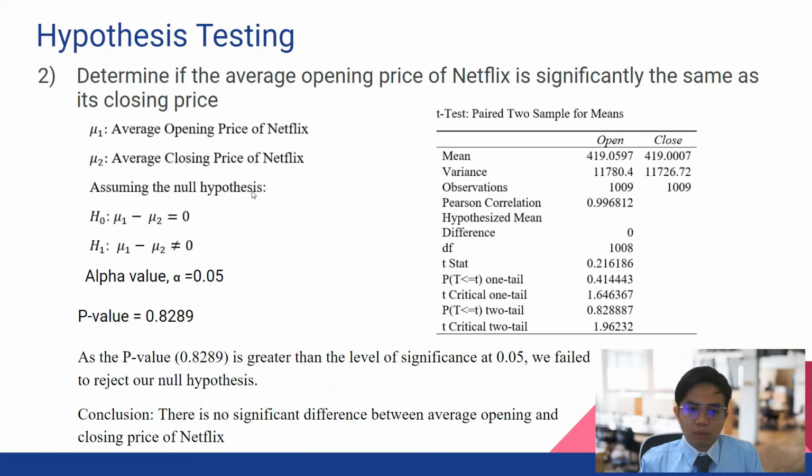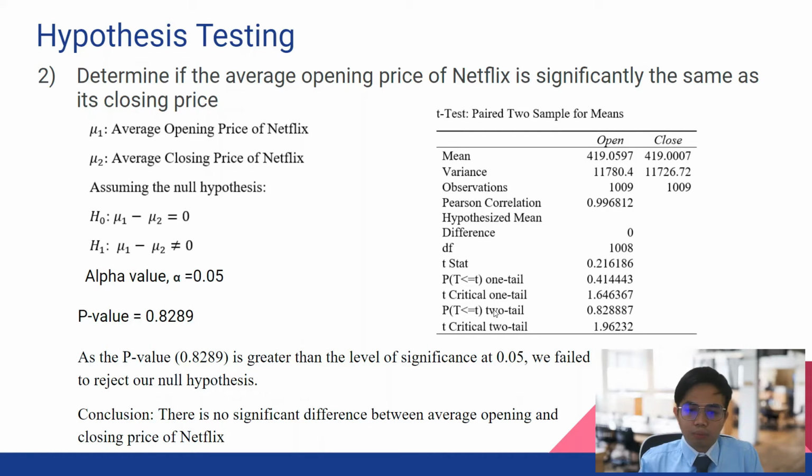So we're assuming the null hypothesis is that the difference between the opening price and closing price is equal to 0. Then the alternate hypothesis will be not equal to 0. And we take the alpha value as 0.05 and we use the same test, t-test paired two sample for means, to compute the hypothesis testing.